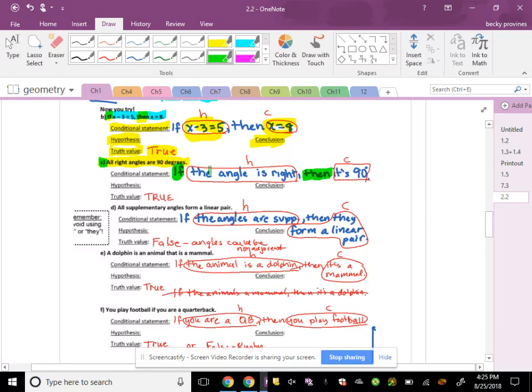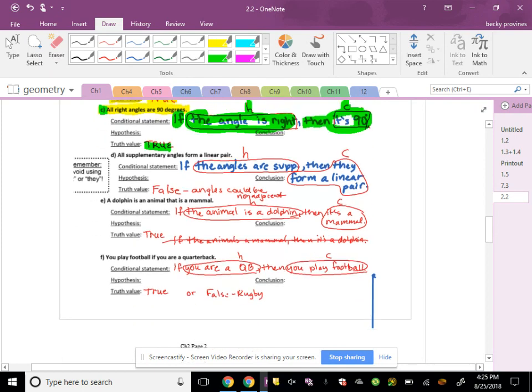Now notice I circled and labeled these as my hypothesis and conclusion. I actually put the little letter up here. I need to decide every single time you have a right angle, is it always 90 degrees? And of course, that's true. So I put true.